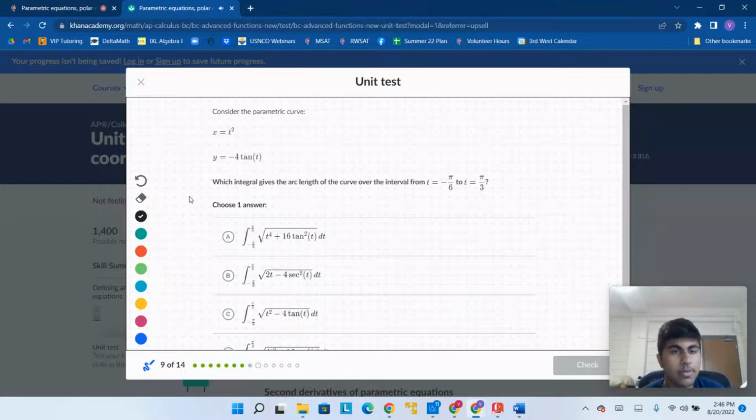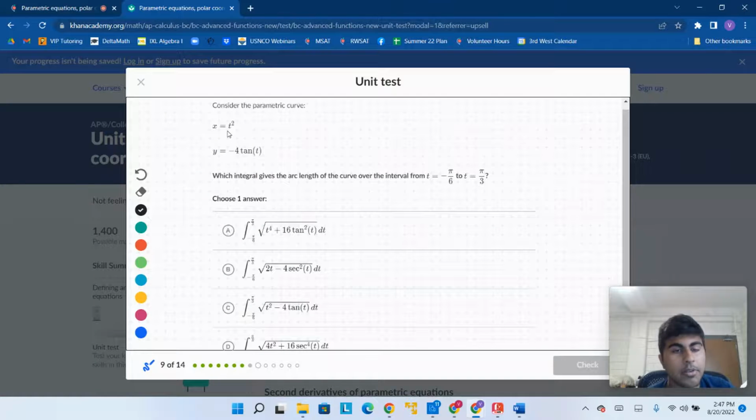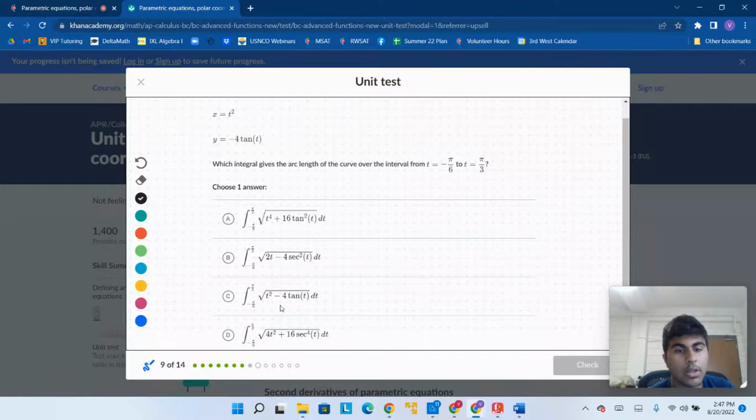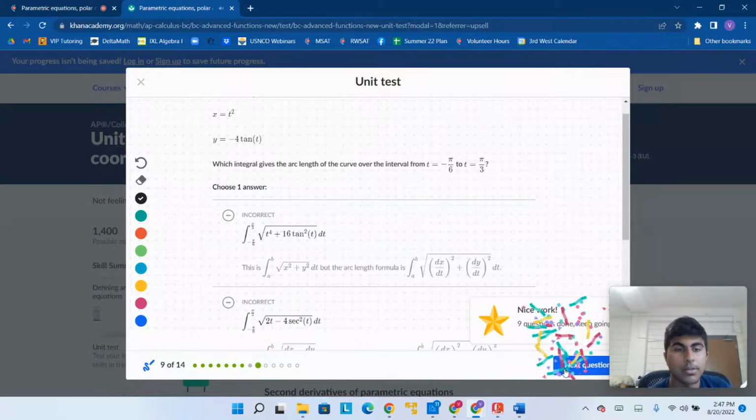Here's the parametric curve. x equals t squared, y equals negative 4 tan t. Which integral gives the arc length of the curve over the interval from t equals negative pi over 6 to t equals pi over 3? So negative pi over 6 to pi over 3, all of them do that. You have the derivative of x, which is 2t, and you square it to get 4t squared. So this one looks like it's good. And here you have the derivative of y, which is going to give you 4 secant squared t, and then you square that and you get 16 secant to the 4th t. So that is our answer, and we can keep going.